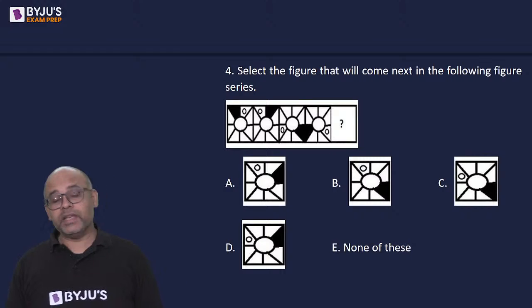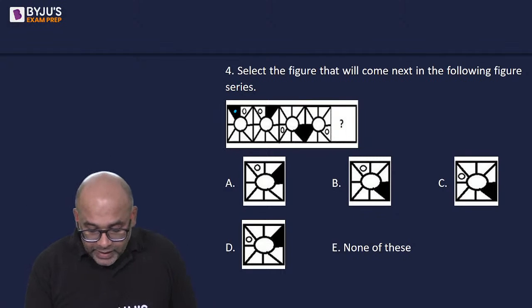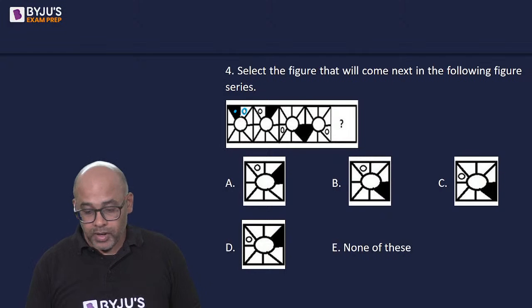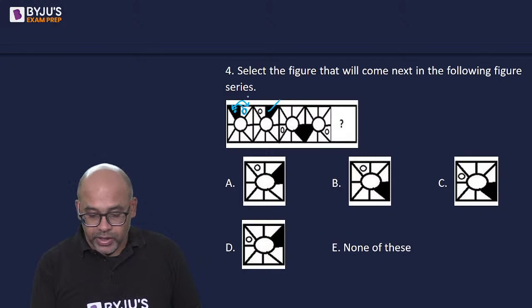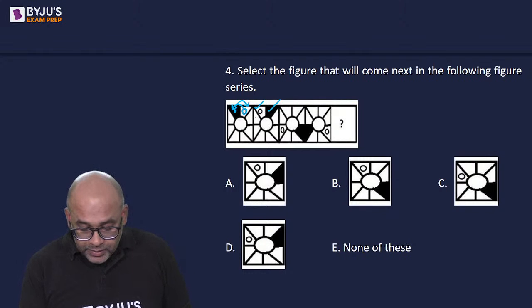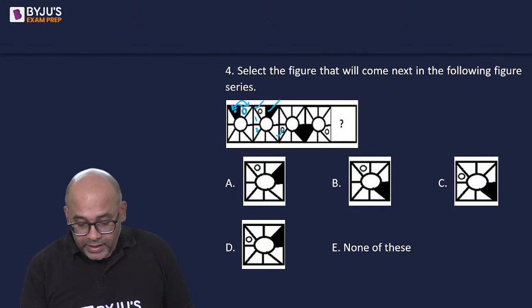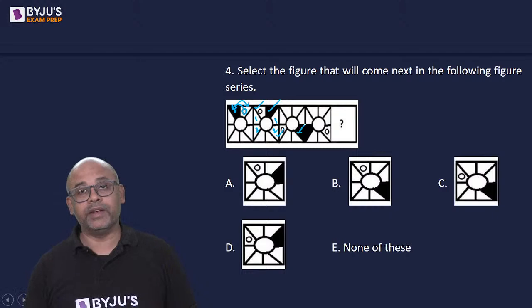Alright, so let's see what is happening here and what the correct answer is. You have a dark area and a circle. Next, the dark area is coming one step to the right and the circle is going one step to the left. Okay, that's what happened. Next, the circle is going two steps to the left and the dark area is going two steps to the right.